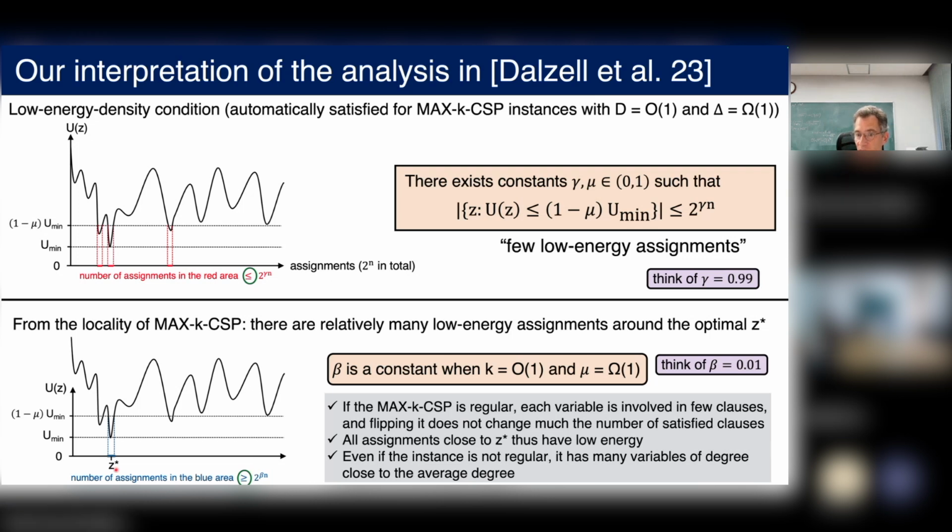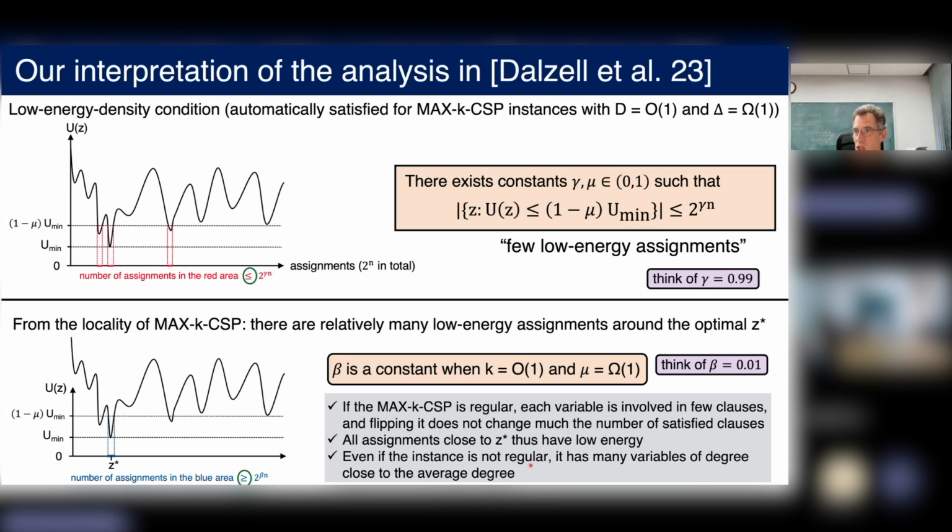And by this kind of argument, you can show that all the assignments which are close in Hamming distance from the optimal assignment have a fairly low energy. And this argument is straightforward when the instance is regular, but actually it's also true if it is not regular. You can use another argument to reach a similar conclusion.